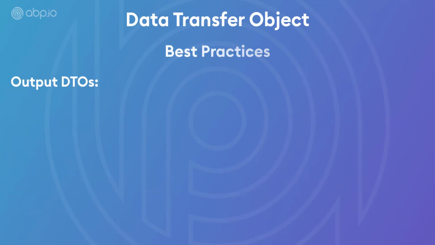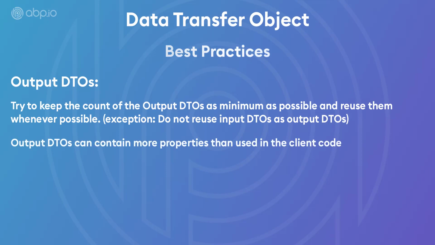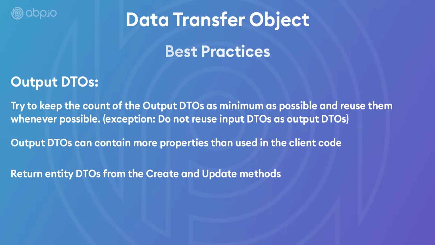As for the output DDO best practices, try to keep the count of the output DDO as minimum as possible, and reuse it whenever possible. And that's the complete opposite of the input DDO, since we were trying to make as many input DDOs as possible. Do not reuse input DDOs as output DDOs. Output DDOs can contain more properties than used in the client code. Return entity DDOs from the create and update methods.